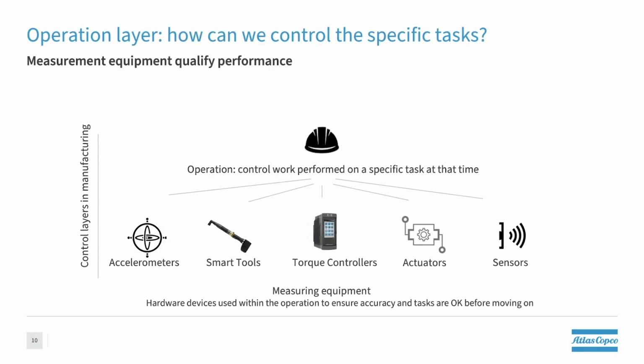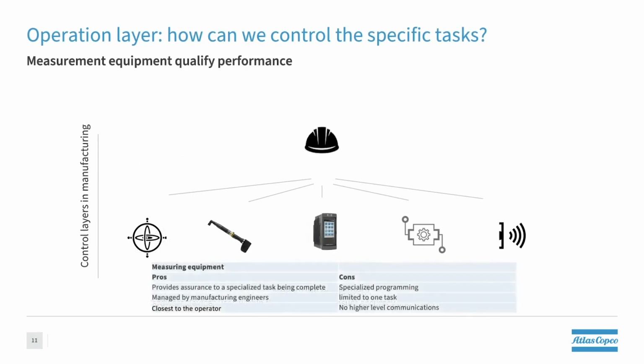The operation layer is the base to becoming a zero-defect manufacturing environment. These devices are what enable error proofing and essentially are closest to the operator. So, what are the pros and cons when evaluating using measurement equipment alone as a control mechanism for error proofing? The pros are these devices provide assurance to a specialized task as to being complete and to within their specifications.